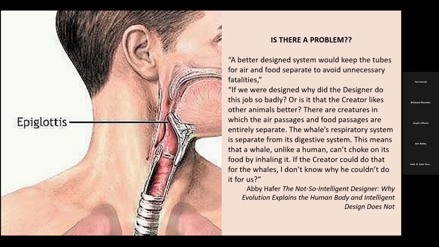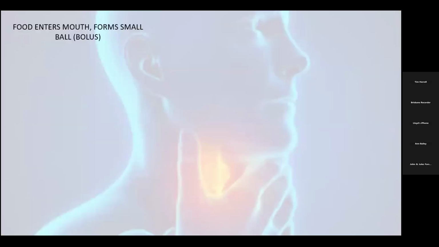And that's from Abby Hafer, and in her book, you can read it up there. So it's saying, hey, look, this is a bad system. It's been badly designed. What happens when we take a bite of food? Well, we all know what happens.